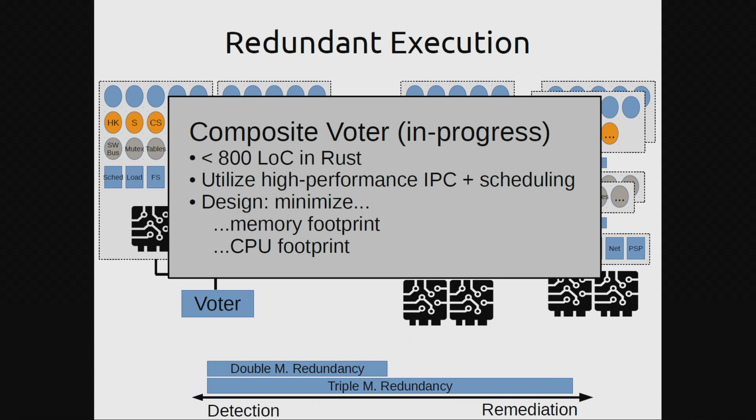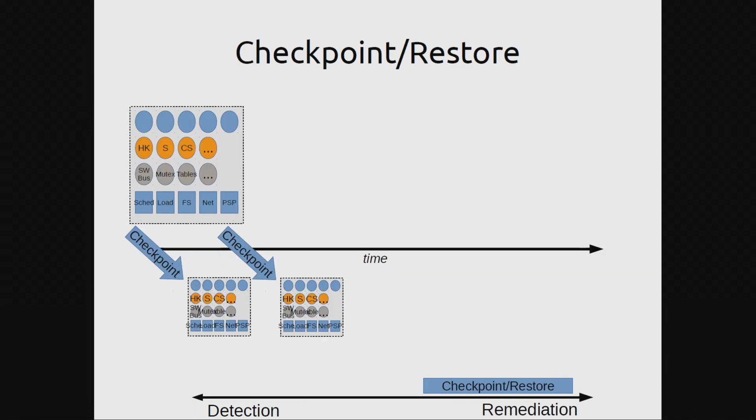Our voter is somewhat in progress. It's less than 800 lines of Rust right now. We're using Rust just because it's a programming language that enables us to have a little bit more confidence in what we're doing. And this heavily utilizes the efficient IPC support by our kernel to enable the voter to interpose on all the operations that different components want to perform.